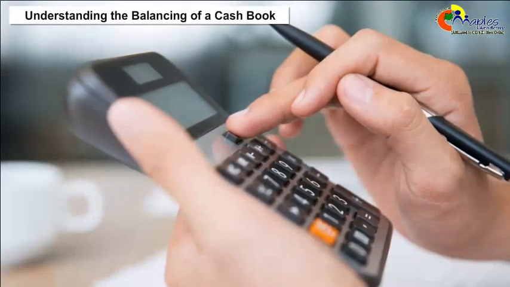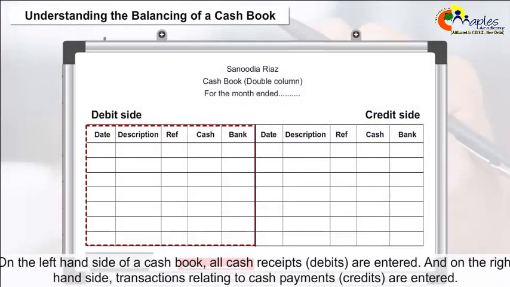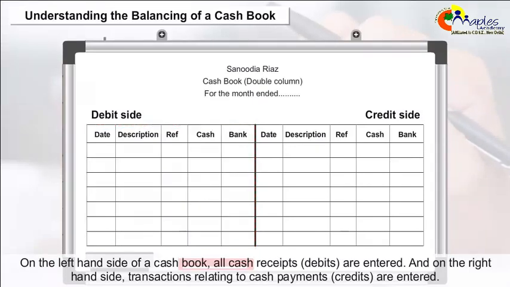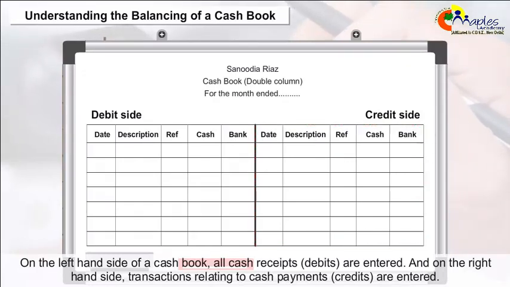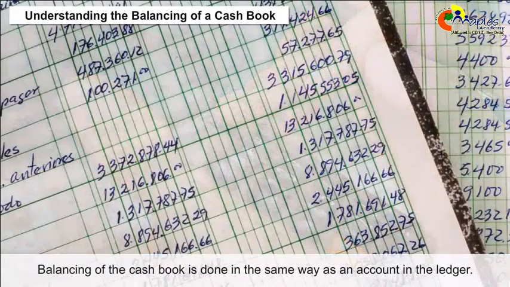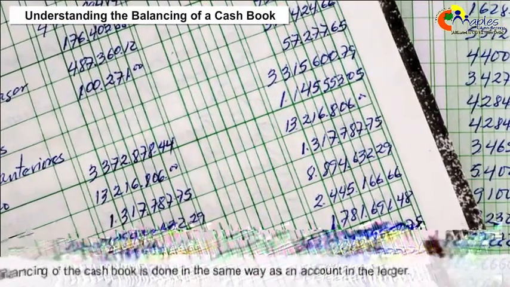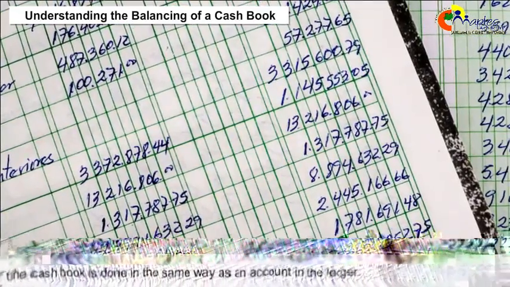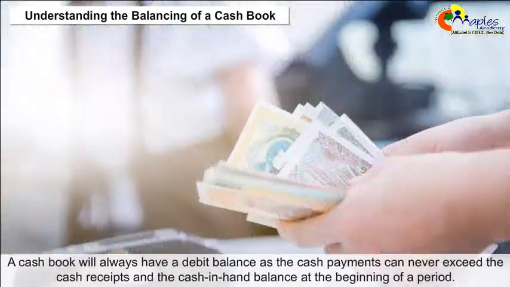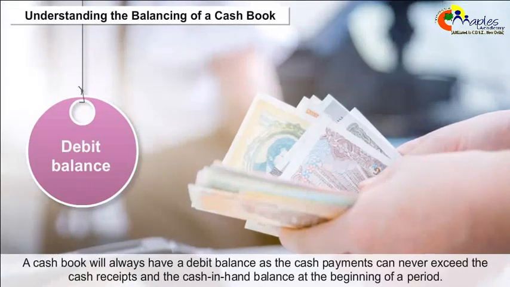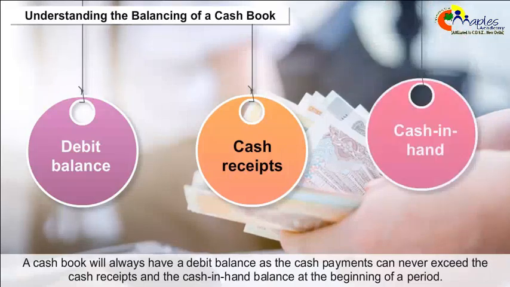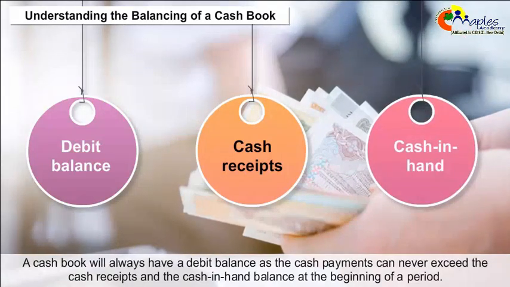Understanding the balancing of a cash book. On the left-hand side of a cash book, all cash receipts, debits, are entered, and on the right-hand side transactions relating to cash payments, credits, are entered. Balancing of the cash book is done in the same way as an account in the ledger. A cash book will always have a debit balance, as the cash payment can never exceed the cash receipts and the cash in-hand balance at the beginning of a period.